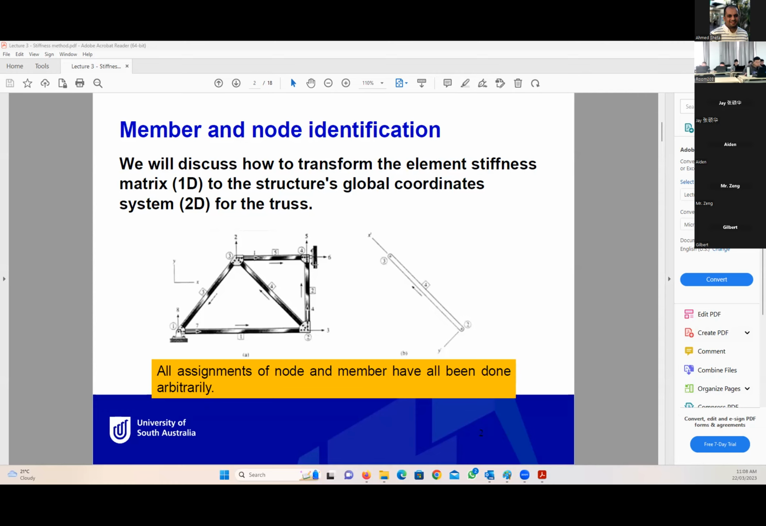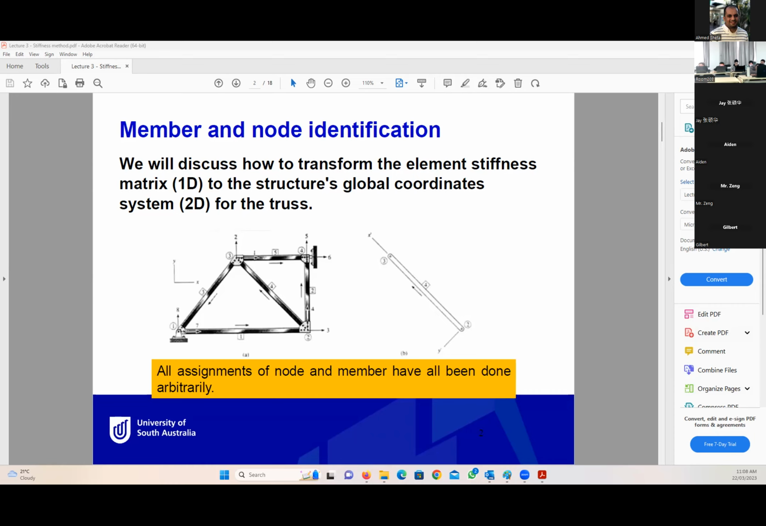Then at node 4, we have a roller support. The roller support allows displacement or movement in the Y direction, so displacement 5 is also unknown for us. But the roller support prevents the movement in the X direction, so 6 is not allowed. The movement in the 6 direction is not allowed, so 6 will be known for us and it will be 0. Also at node 1, we have a support, which is a hinged support.